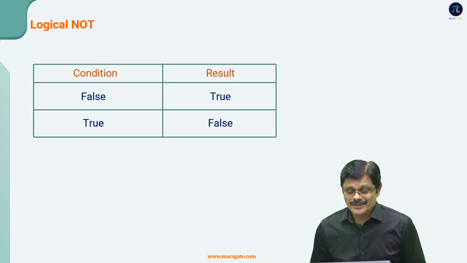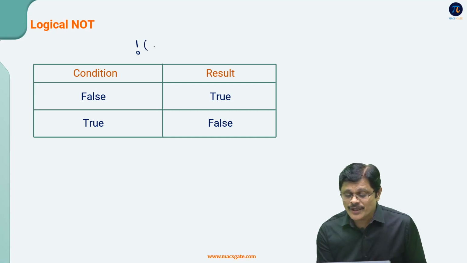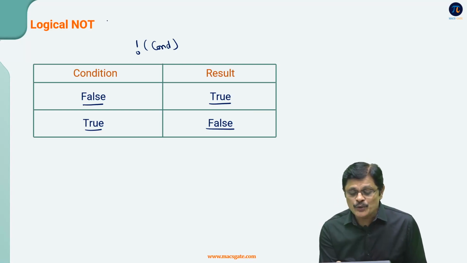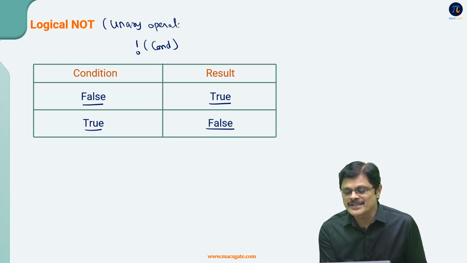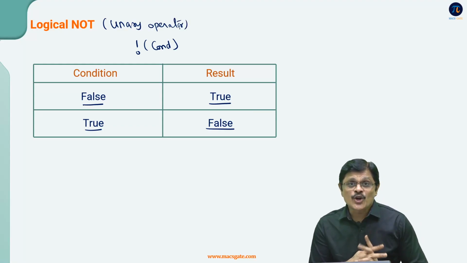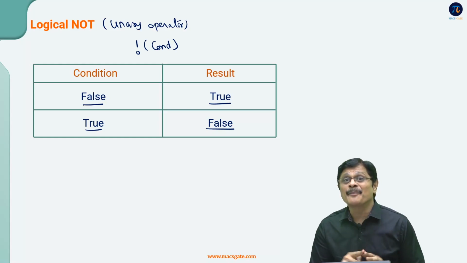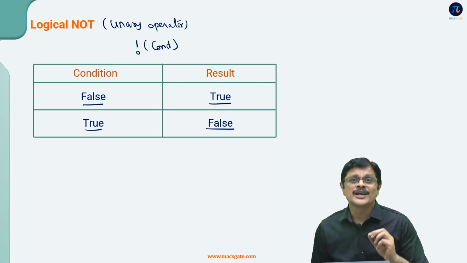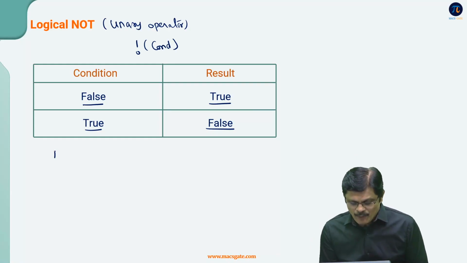Logical NOT. See, logical NOT negates the condition. That is, if the condition is false, NOT condition is true. If the condition is true, NOT condition is false. And remember, it is a unary operator. It is a unary operator because it requires a single condition, whereas logical AND and logical OR are binary. They require two conditions. This one requires a single condition, so we call it a unary operator. I want you to make note of this point.